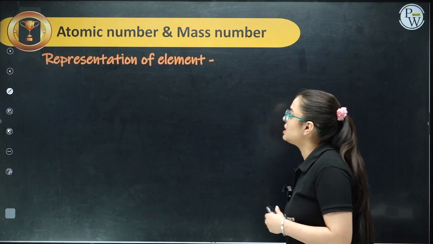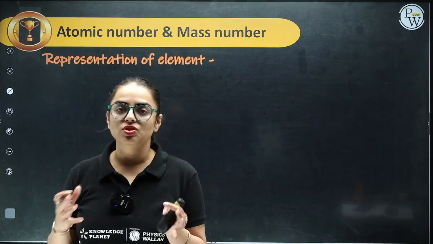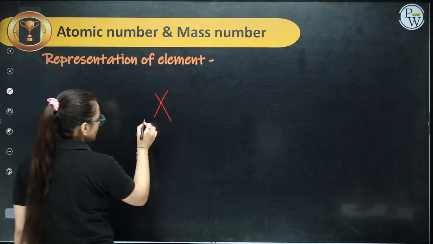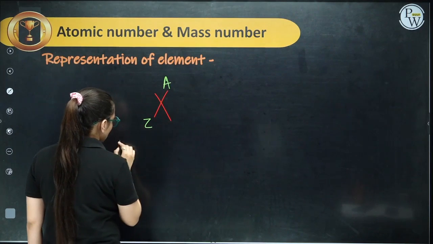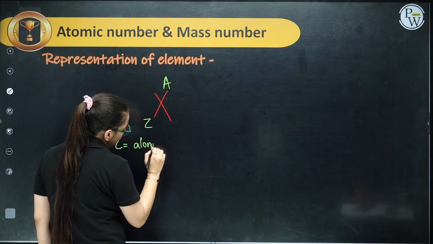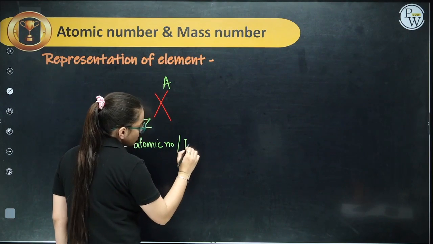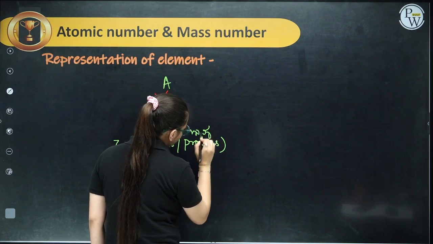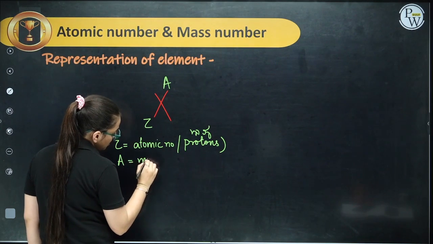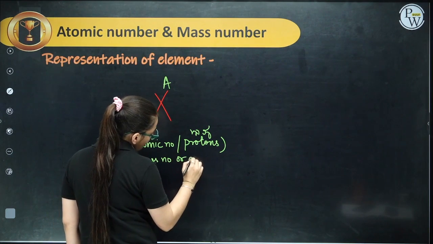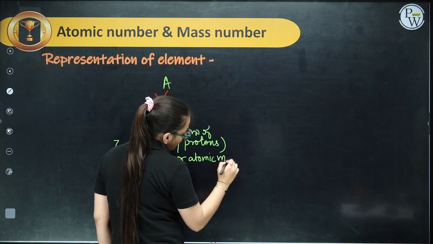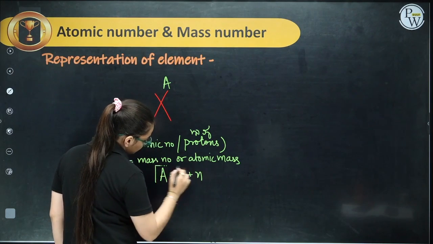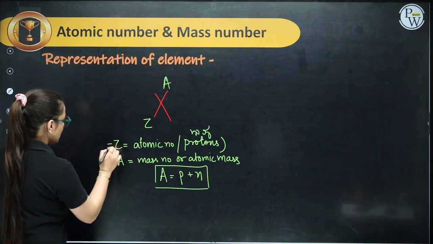Now come, students, atomic number and mass number. Let us understand them. How do we represent a particular element? See, I already told you, if X is your element, then here you are going to write Z, and here you are going to write A. So Z is your atomic number, also referred to as the number of protons. And A is your mass number or atomic mass. Students, A is equal to protons plus neutrons, and Z is equal to the number of protons.